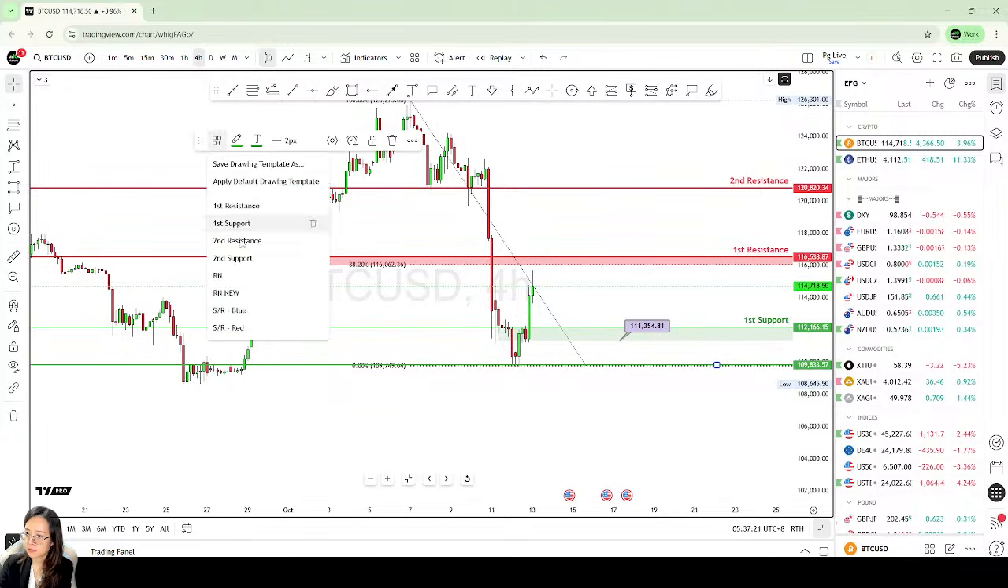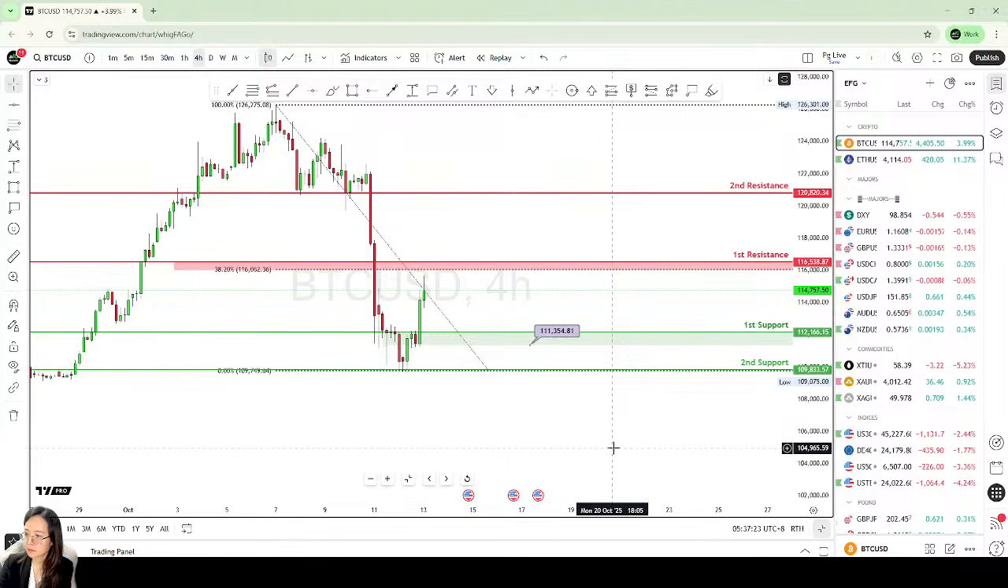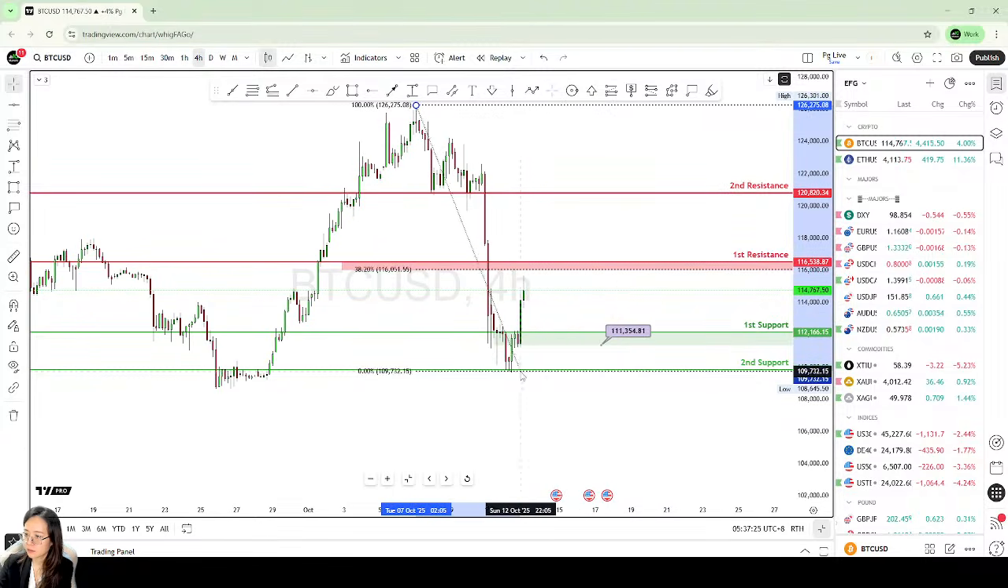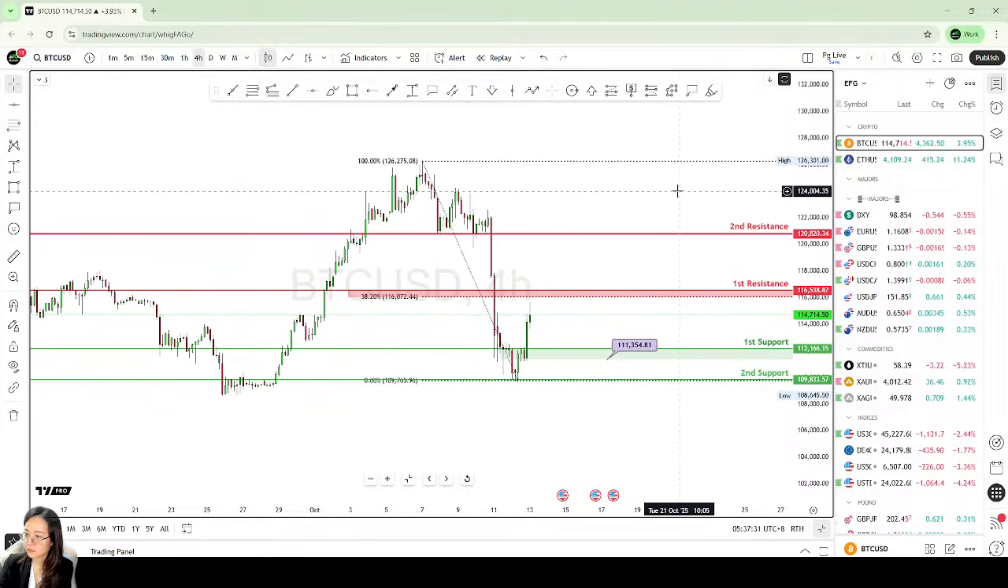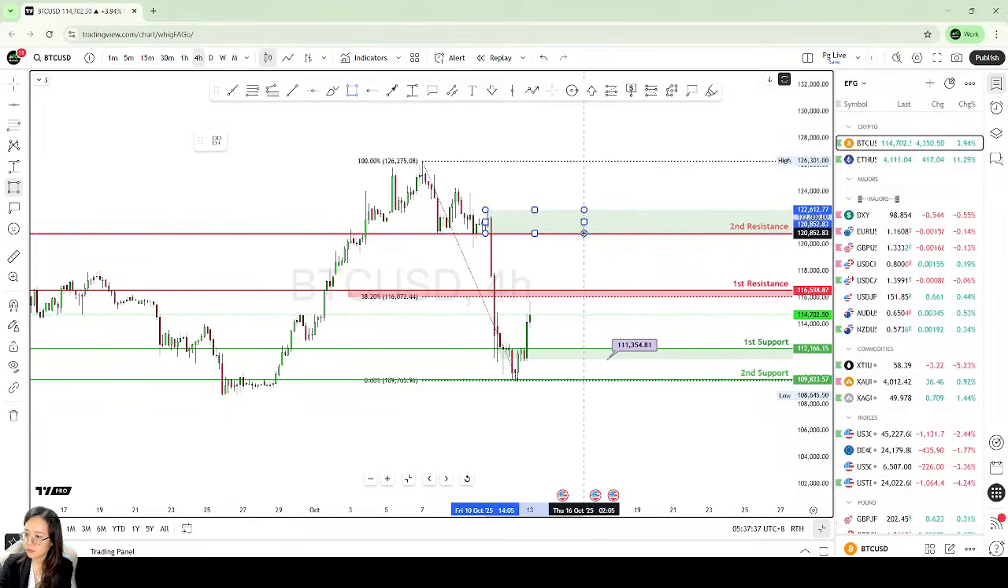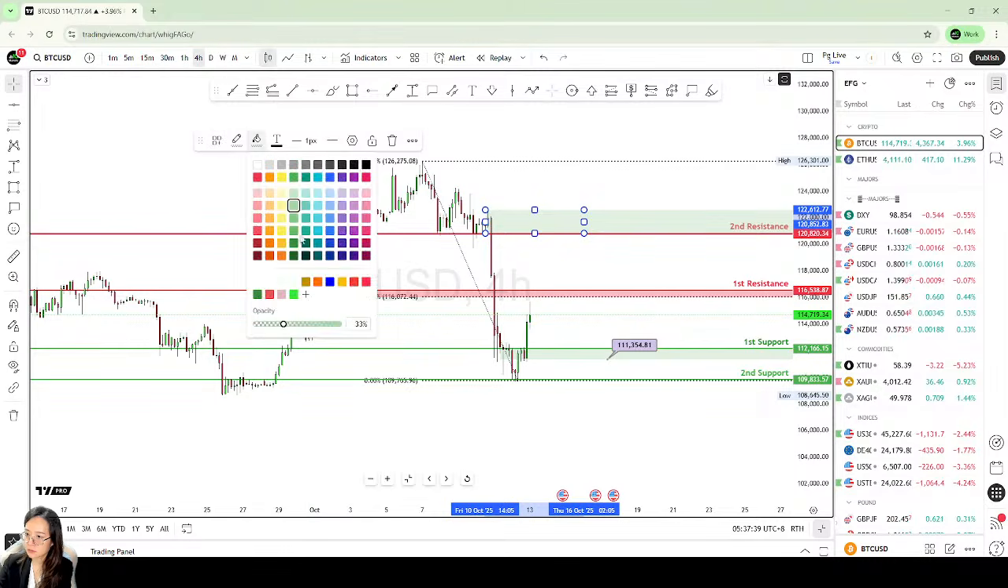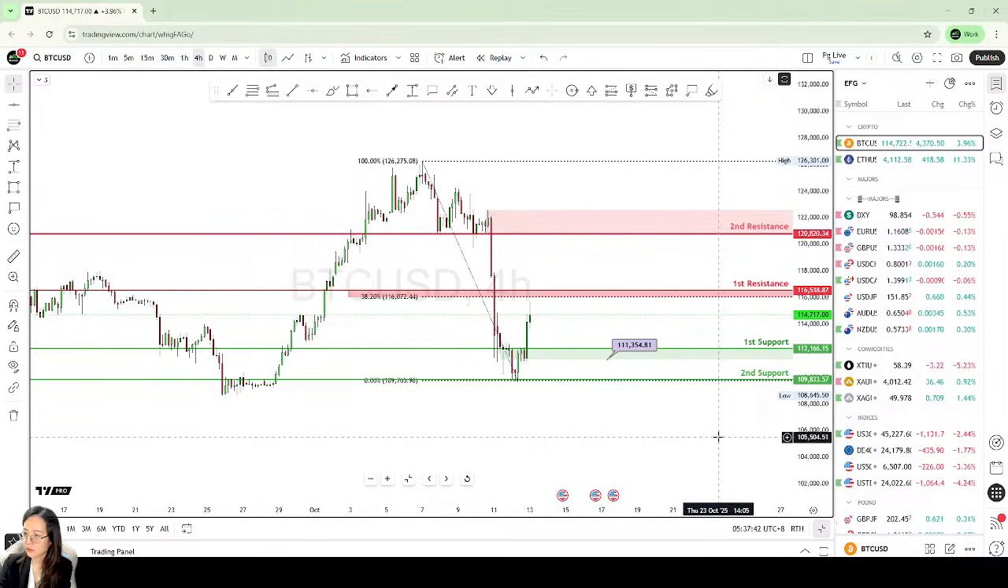This is the second support. Okay, look at this. This is going to be the key level. Slightly first, second resistance. This is going to be the zones. All right.